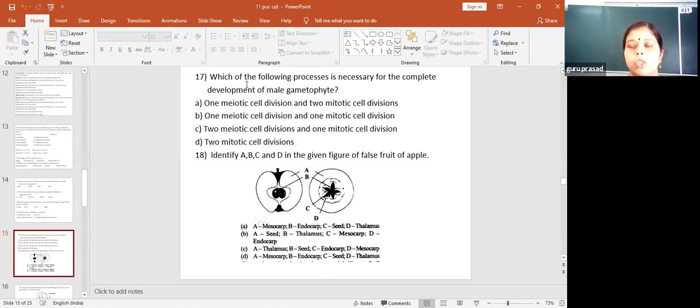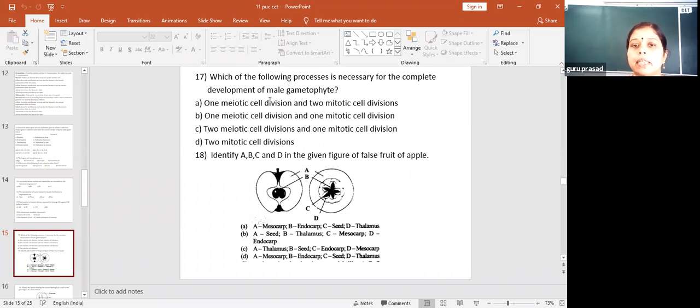Okay, next, question number 70. Which of the following process is necessary for the complete development of male gametophyte? Look, which of the following process is necessary for the complete development of male gametophyte? For male gametes formation, which process has to take place? Which are all the processes that have to take place for the formation of this male gametophyte? What are all the options? Let's see the options first.